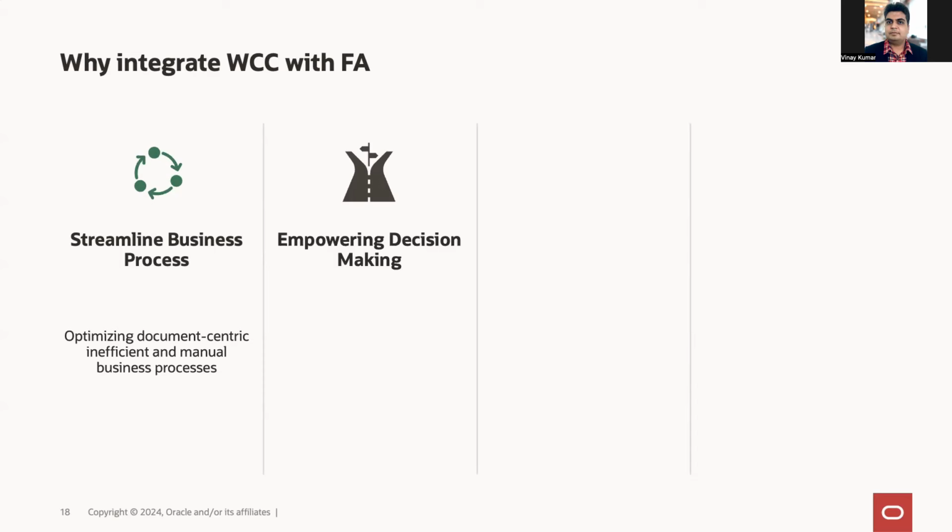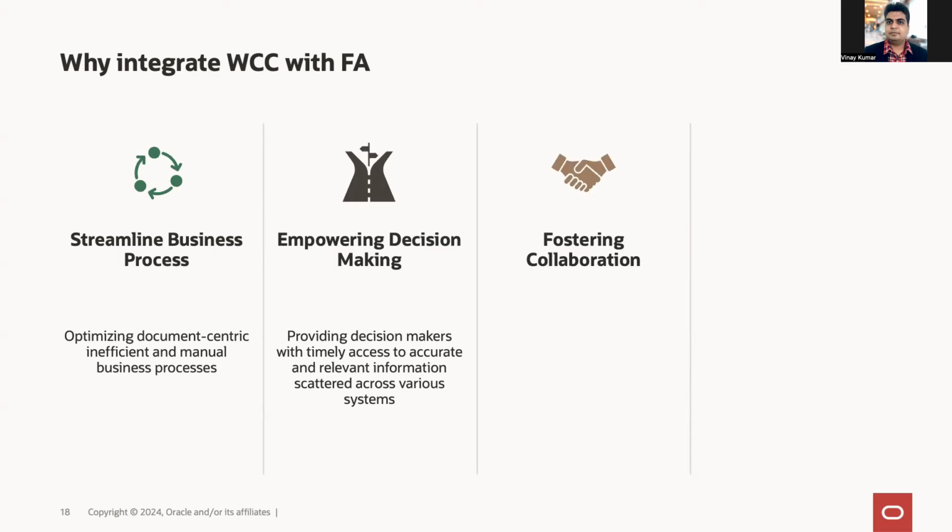Next, your FA users want to make certain decisions, whether it is in hiring or in a sales opportunity, and you may want access to certain information which resides outside the boundaries of FA. So as an FA user, how can I get that information at my fingertips so that I can make the right decisions? So I don't have to go after different people or different repositories to access this content.